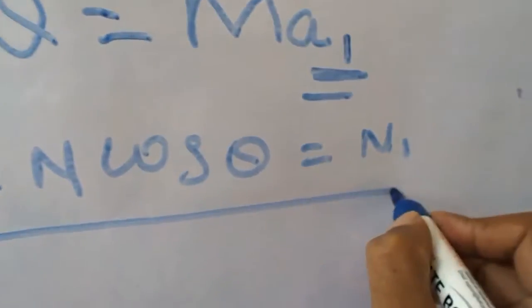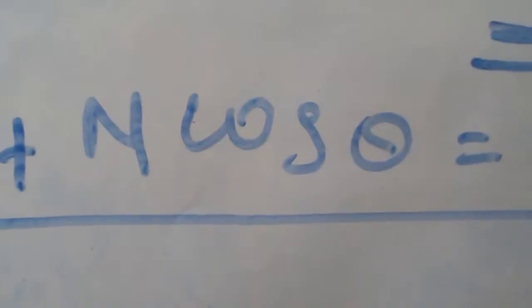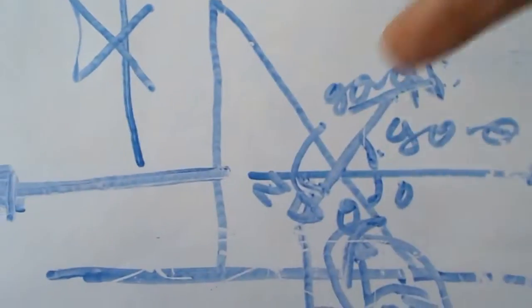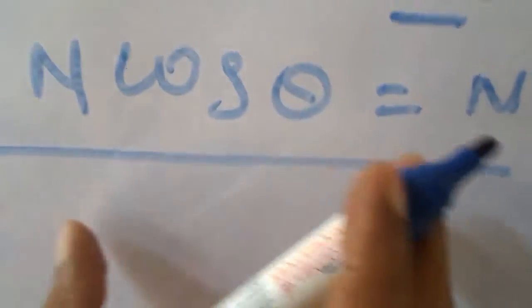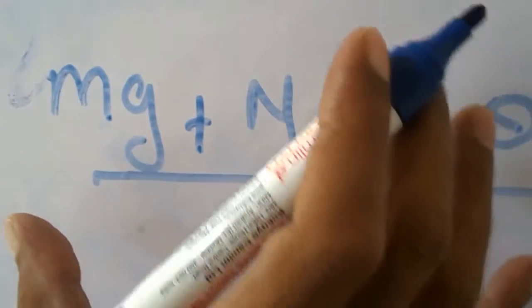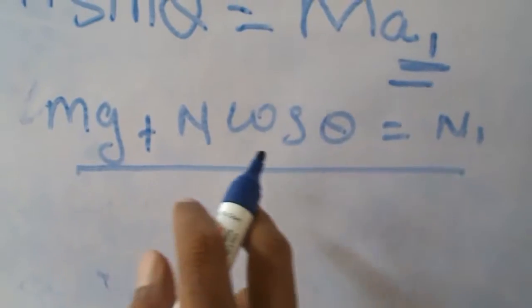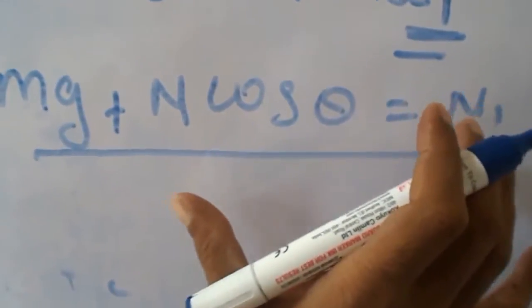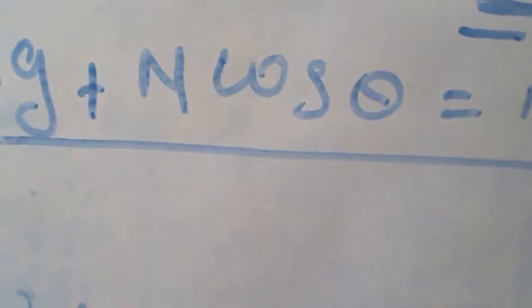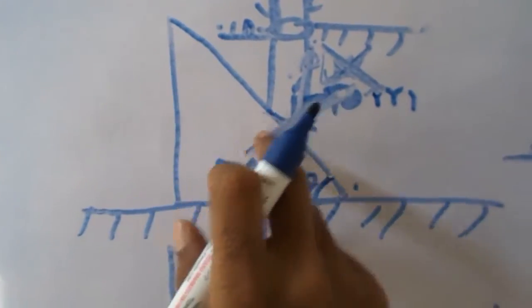So it is very simple, and you can do it. Why should this be equal? Because there is no motion. The acceleration in the vertical direction should be 0. So it will balance, by Newton's second law. You could understand why it is so. Mg plus N cos theta is equal to 0, because due to Newton's second law there is no acceleration in the y direction.